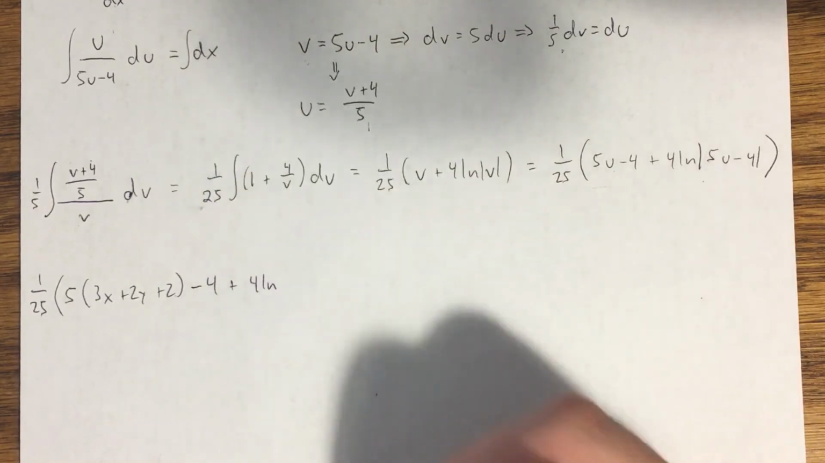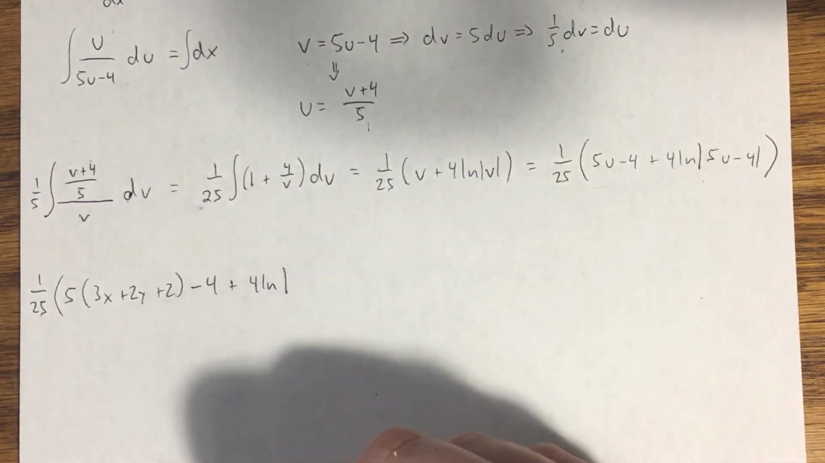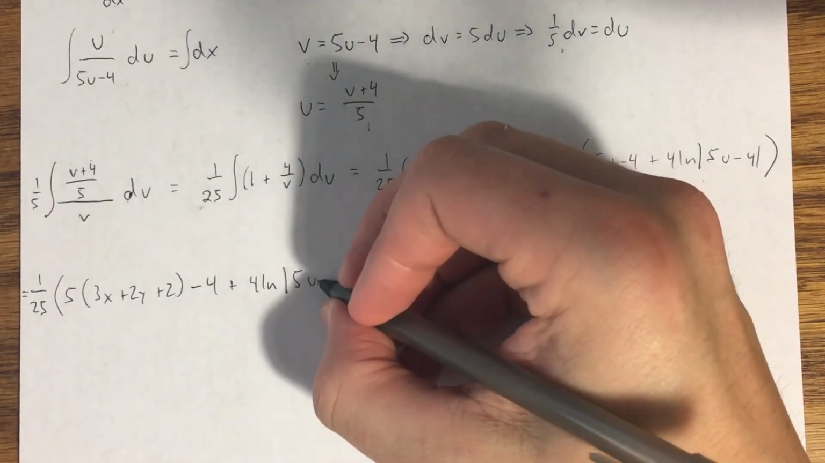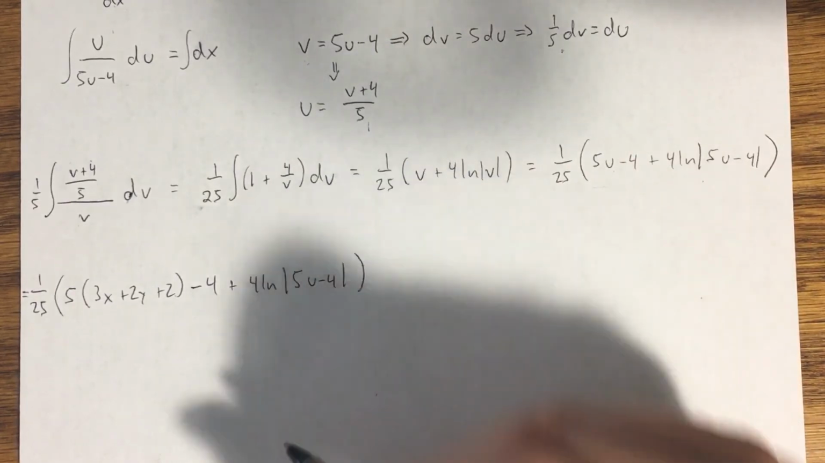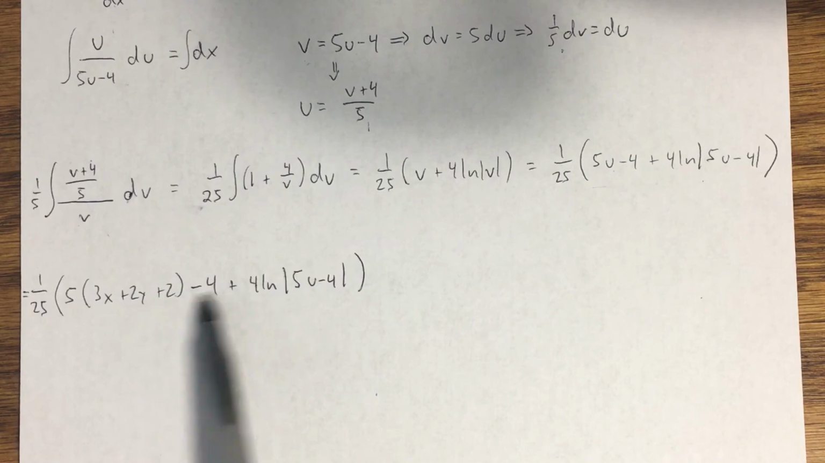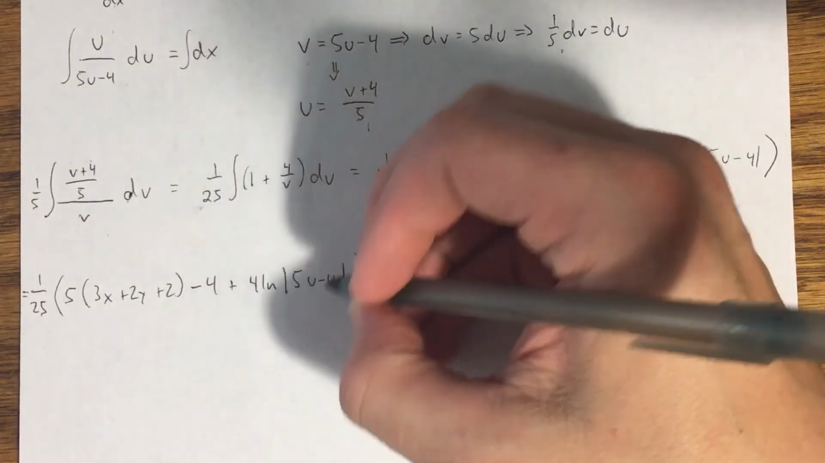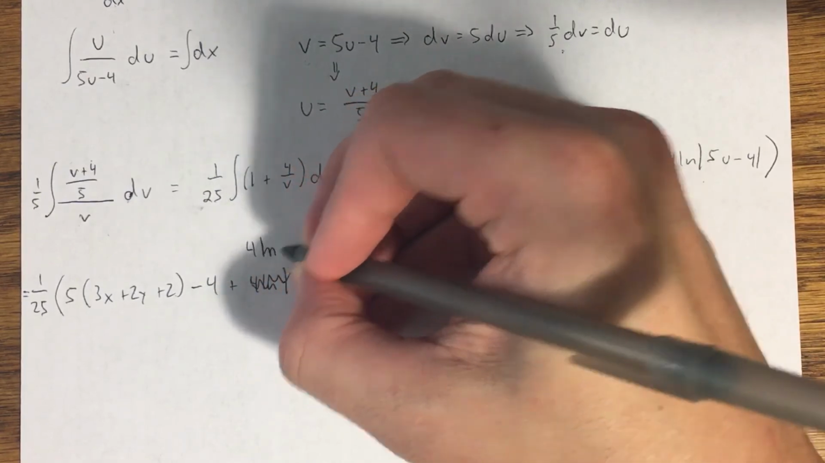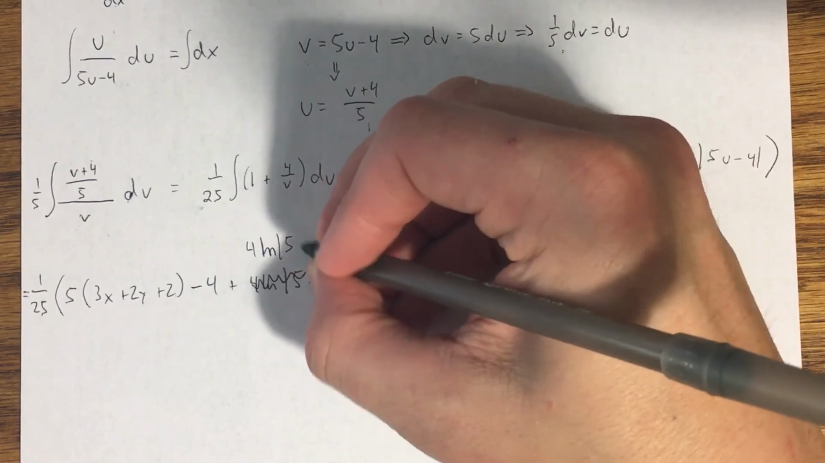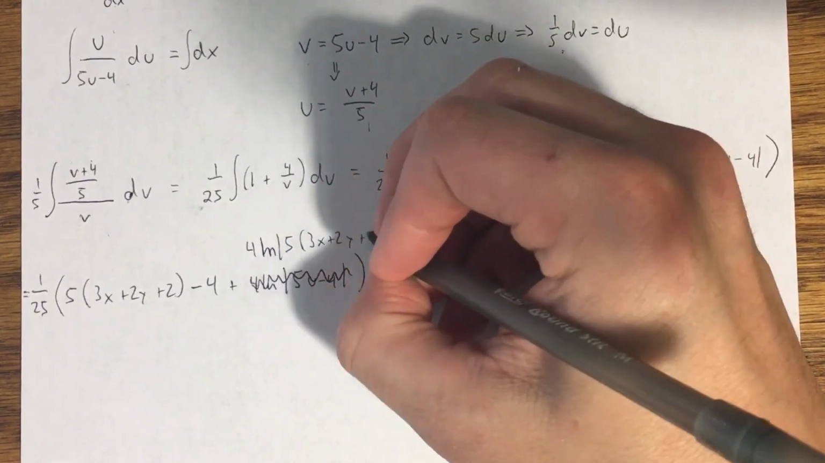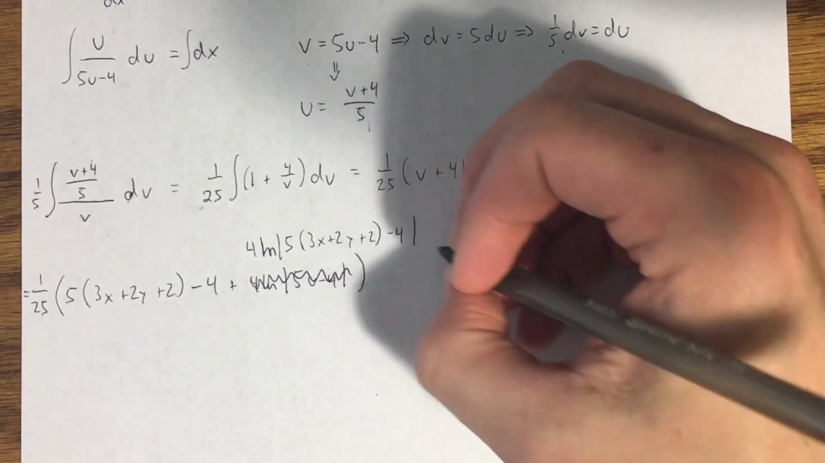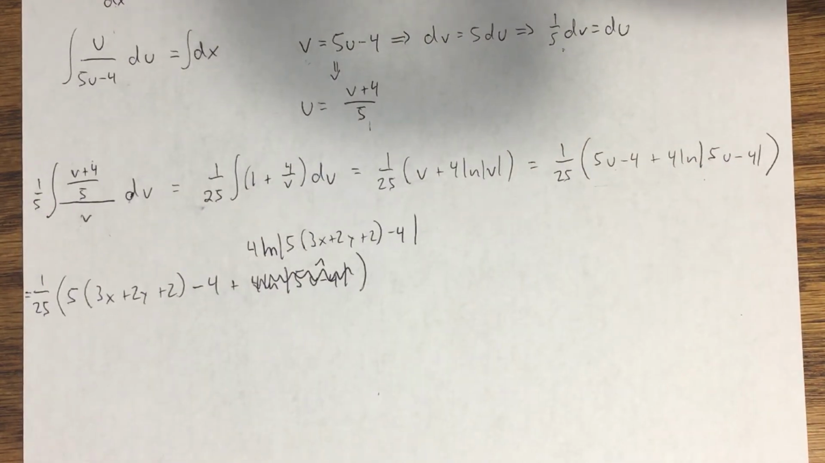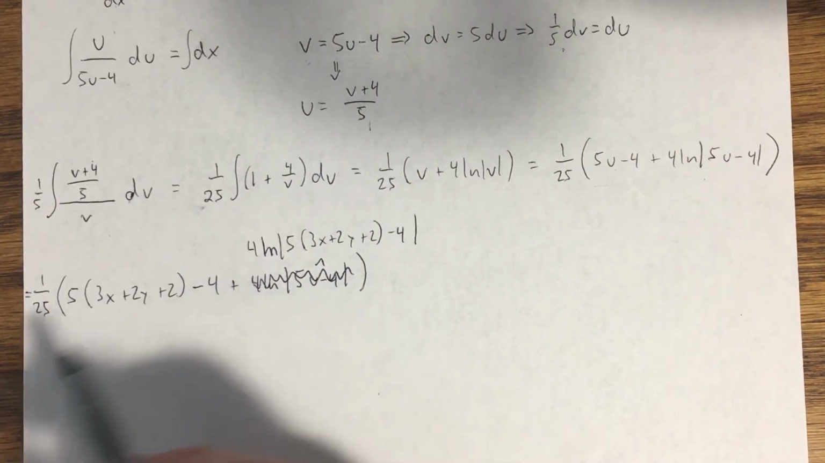Plus 4 times the natural log of the absolute value of 5u minus 4 right there. Okay. So I did all that work to get this thing back down to, sorry, I didn't want that to be in terms of u anymore. 4 natural log of the absolute value of 5 times 3x plus 2y plus 2 minus 4 in there. Like that. Okay? Yeah, it's a huge mess. That's fine. We're going to simplify things down a lot.